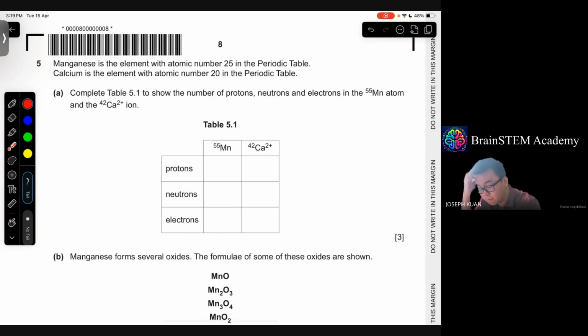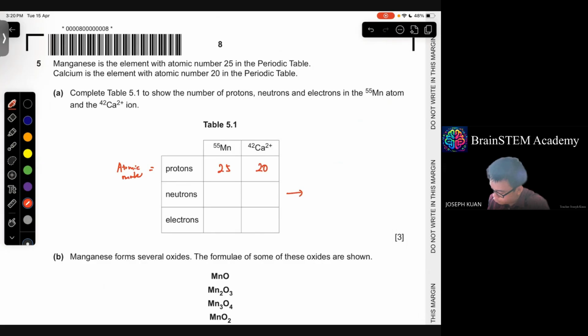Manganese is the element with atomic number 25 in the periodic table. Calcium is the element with atomic number 20 in the periodic table. Complete table 5.1 to show the number of protons, neutrons, and electrons in the manganese atom and the calcium ion. Now, proton number is the same as atomic number. So we just copy what's given. 25 for manganese, 20 for calcium.